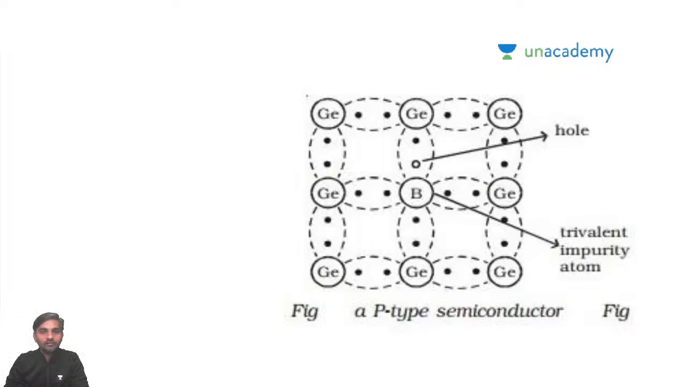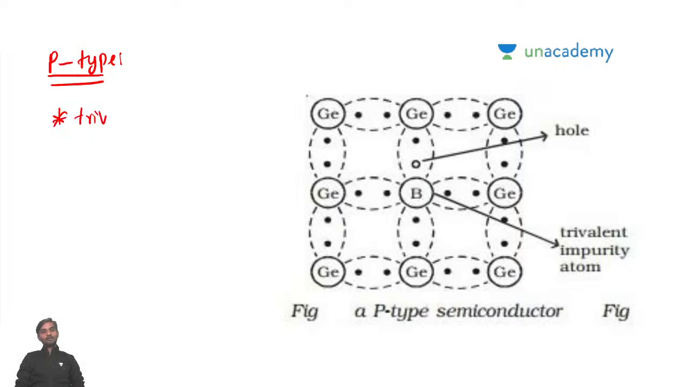Now we will see the P type. In a P-type semiconductor material, I have added a trivalent impurity atom, boron. Trivalent means it has 3 electrons in the outermost shell, out of which all 3 are occupied by the covalent bonds, and you can see there exists one more bond left free.